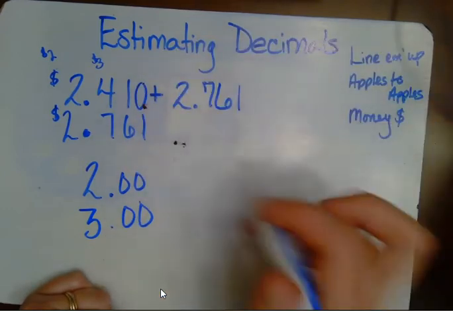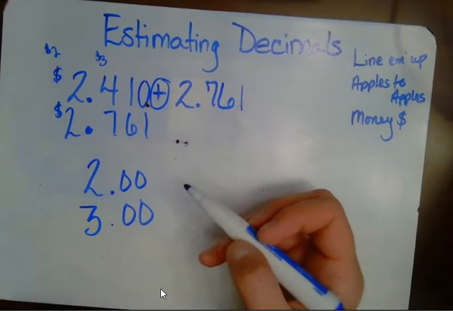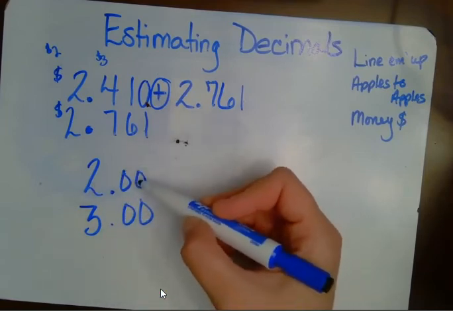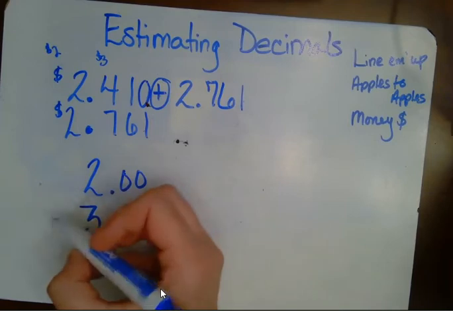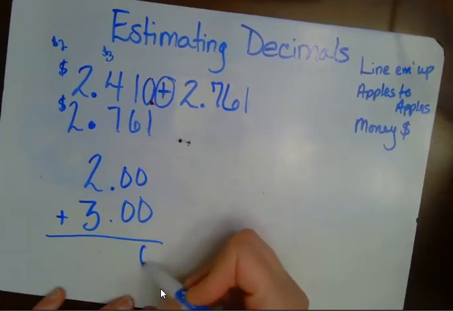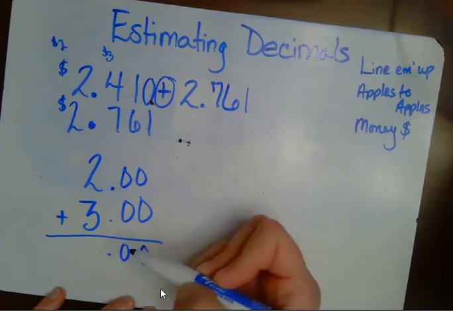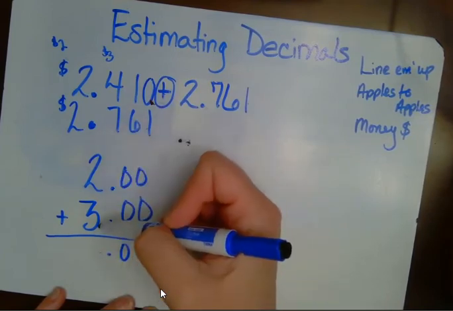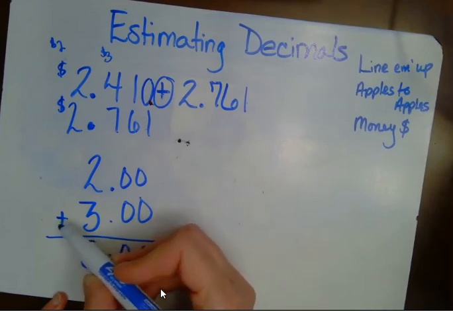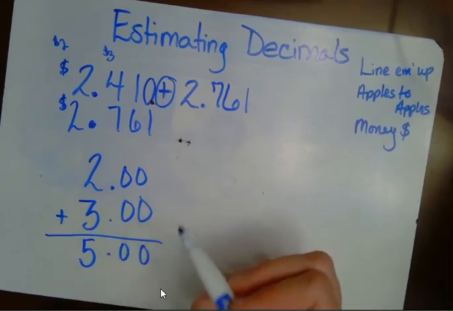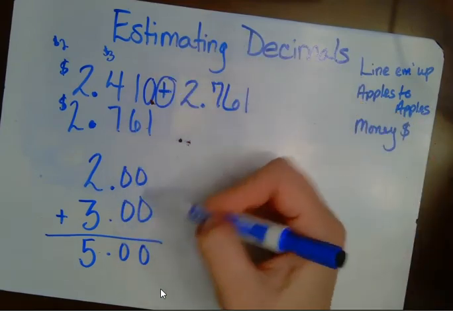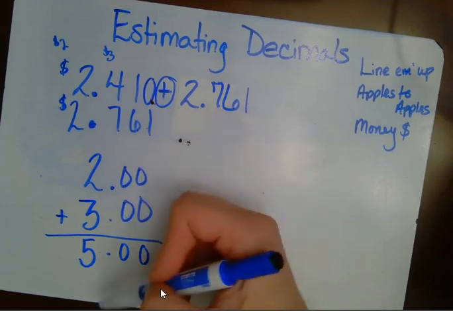Coming back up here to the problem, I want to check my operation. I know I'm adding, so it doesn't matter that my smaller amount is on top and my bigger one is on the bottom. I can go ahead and add them up. I can drop my zeros down if I included them, and then I can add my whole number. 2 plus 3 is 5. Remember to add and not multiply. So when estimating decimals, I can go ahead and round them to the greatest place value and then add them together.